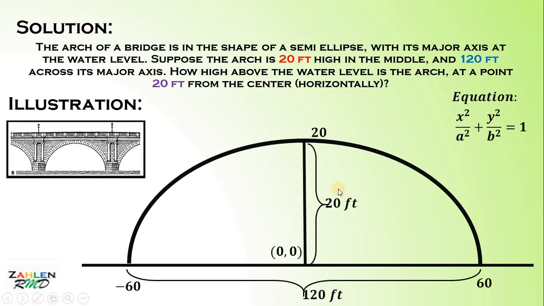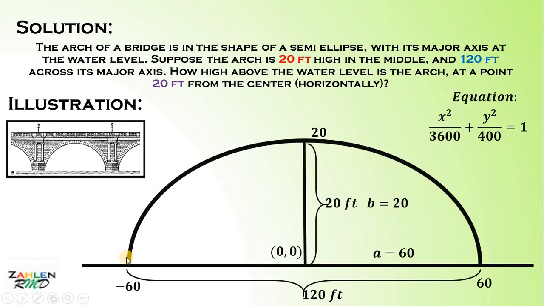Now if our ellipse is vertically stretched, this a squared must be placed on the denominator of y squared. Now let's continue. We know that the value of a is the distance from the center up to the vertex. So at this point, a is equal to 60 and b is the distance from the center to its co-vertex. So therefore, b is equal to 20. Now substitute the values of a and b into our equation and we have x squared over 3600 plus y squared over 400 equals 1. Now, this is the equation of this ellipse.